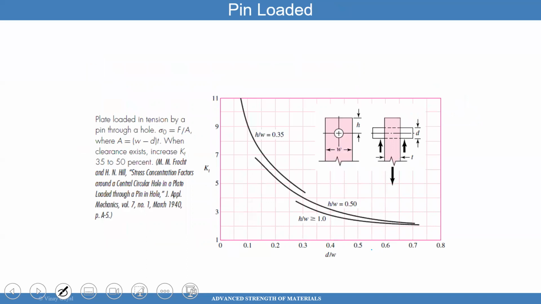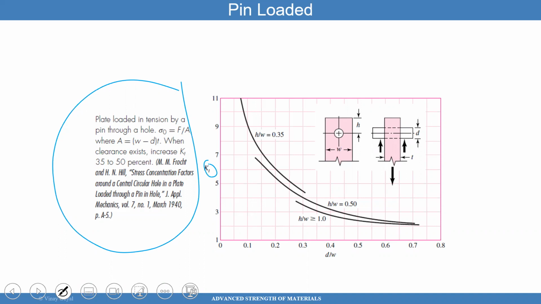More examples, you have a pin loading a hole. If you have a pin loading a hole, it tells you exactly how to do the calculations. It tells you that if there's clearance between the pin and the hole, you better increase KT by 35 to 50%. You can see the stress concentration is severely higher due to a plate loaded in tension by a pin through a hole. Much higher stress concentration due to that issue.